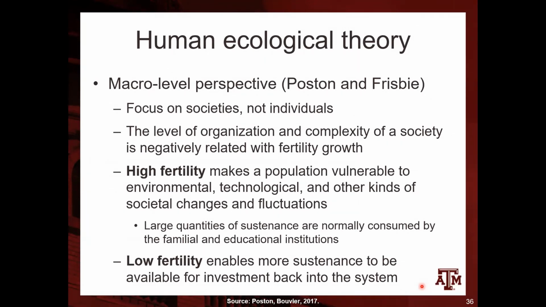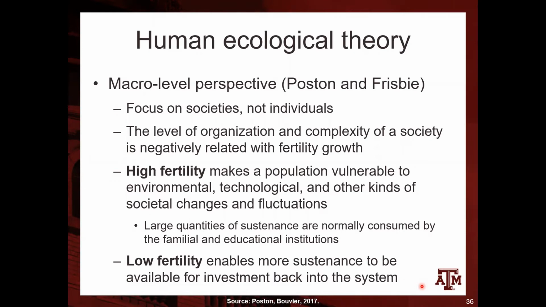The human ecological theory was actually developed by Dudley Poston in this specific approach, the author of our textbook, and Parker Frisbee, who used to be a professor at UT Austin. This human ecological theory has a macro level perspective. Whenever in social sciences we use this term ecological theory, we are talking about the aggregate level, right? It's not the micro level, it's not the individual level, it's the aggregate level, the macro level. That's why it's called here ecological theory. It focuses on societies, not on individuals.